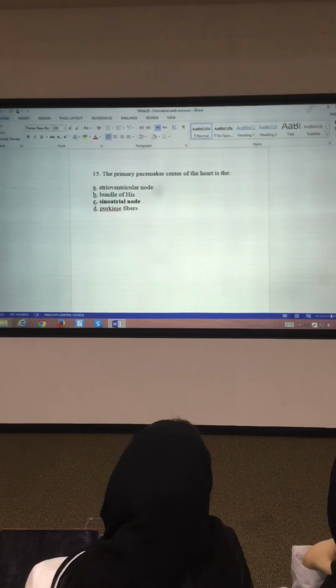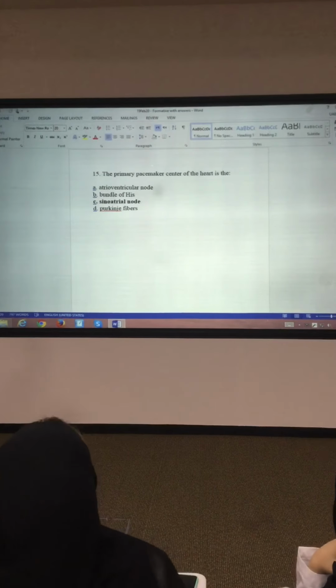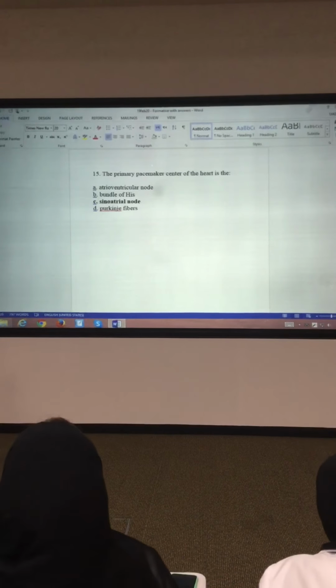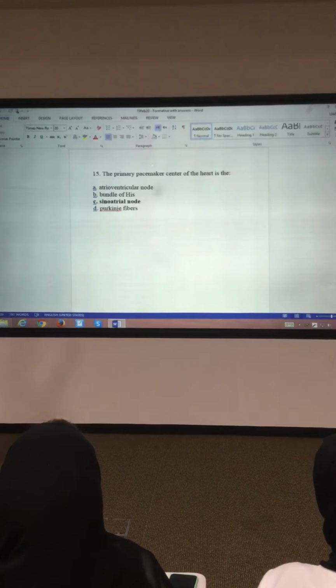Primary pacemaker, 25% chance of getting this right just by guessing. It's the sinoatrial node, yeah? It's difficult to imagine, well, you could have had an E, we could have put an E, if we wanted to make 5 possible answers.